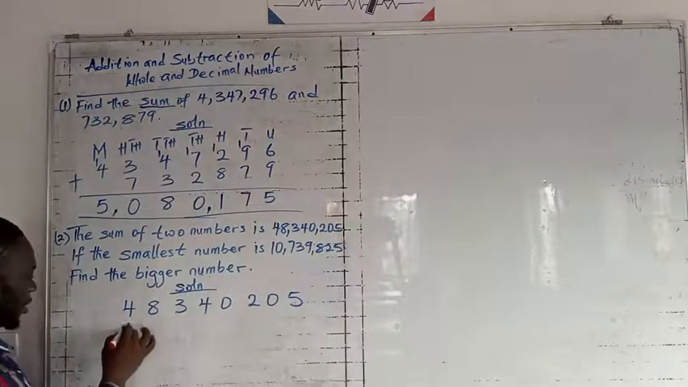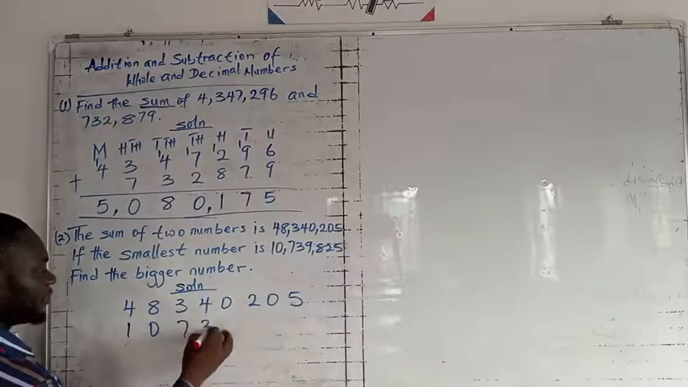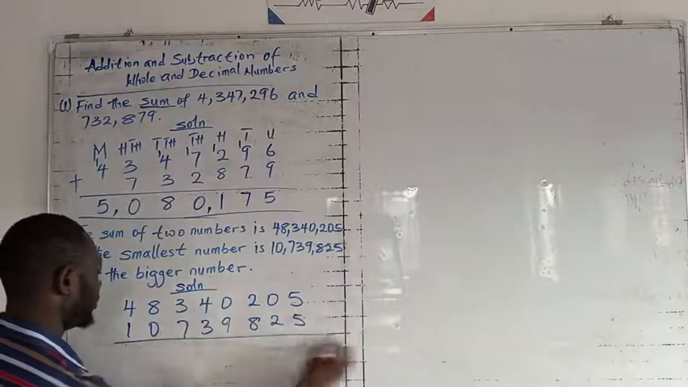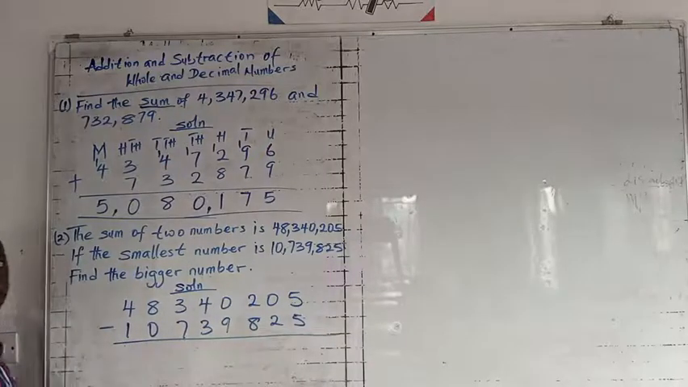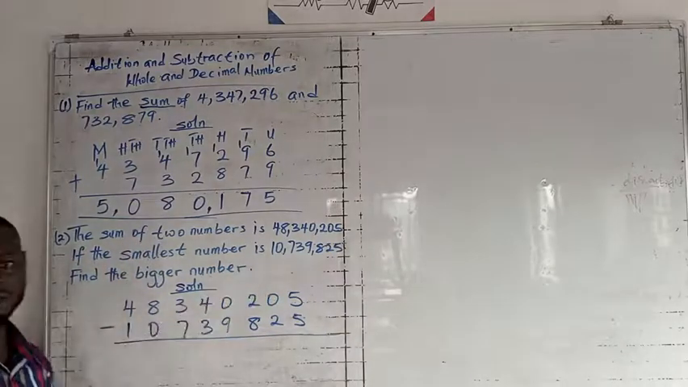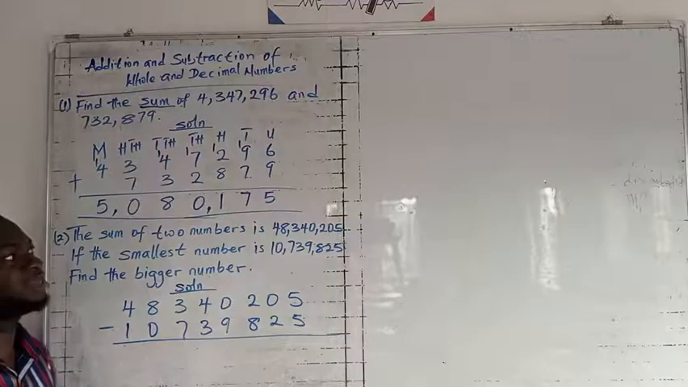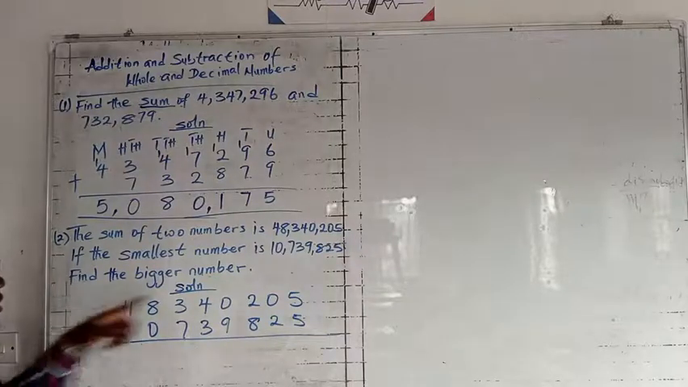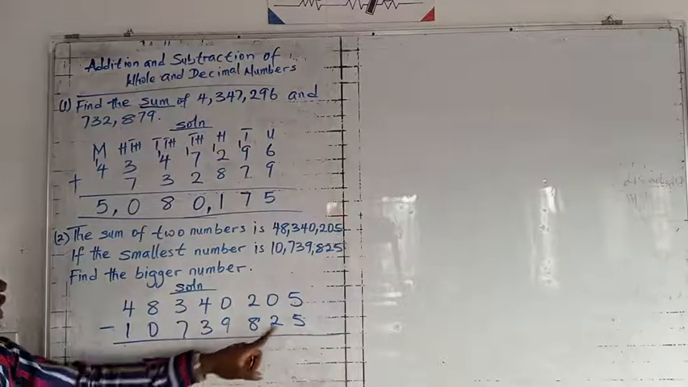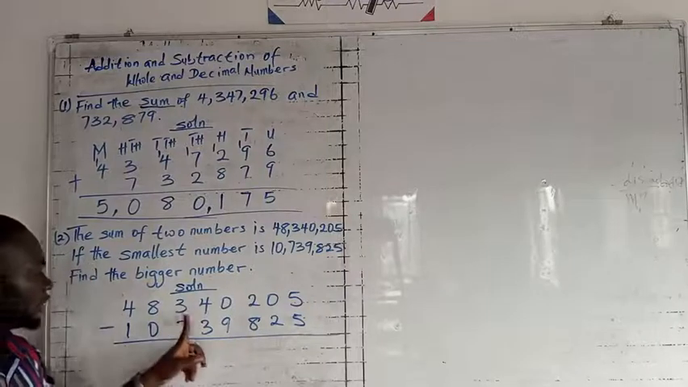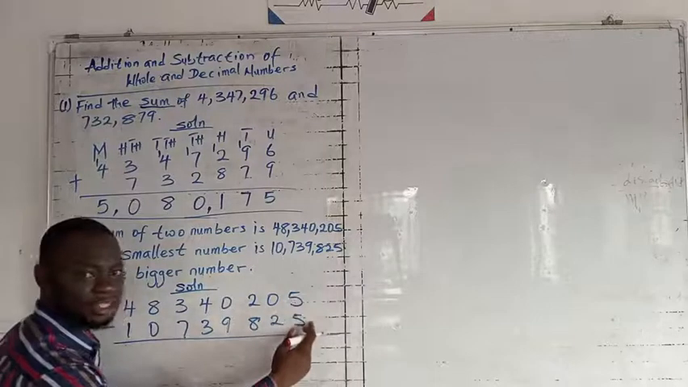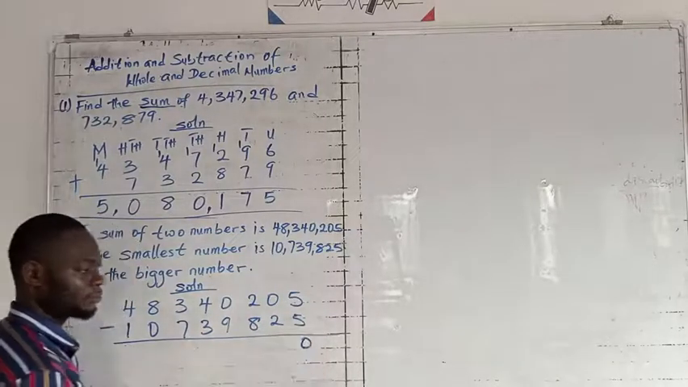So here I'll have 10, 7, 3, 9, 8, 2, 5. Well arranged. Then we minus. Because the question has given us the sum and gave us one of the numbers, asking us to find the other number, like a missing number. Okay? So we subtract 10,739,825 from 48,340,205. So let's go.